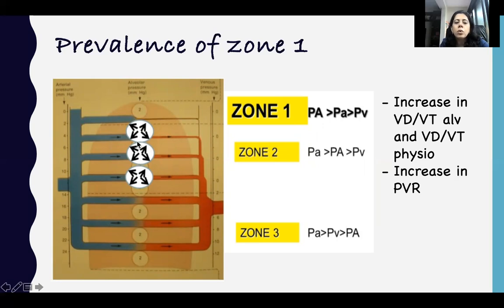But as there is over distension or incomplete expiration in a patient with obstructive airway disease, the alveolar pressure in this lung is more than the pulmonary arterial as well as venous pressure throughout the lung fields, and this will cause an increase in the dead space, and will also cause an increase in the pulmonary vascular resistance. So this increase in the dead space is the reason why these patients have more hypercapnia.